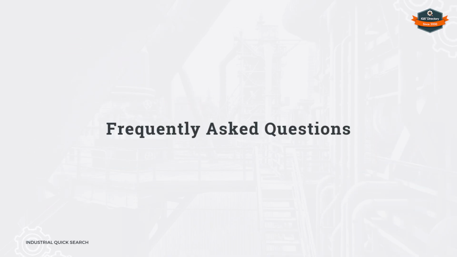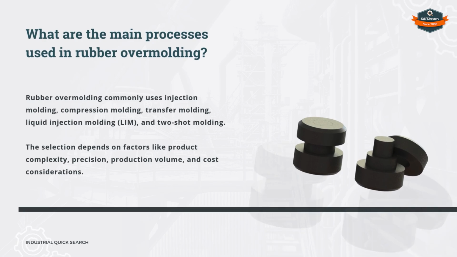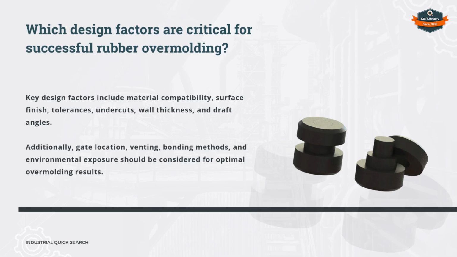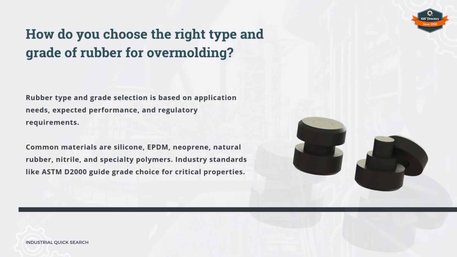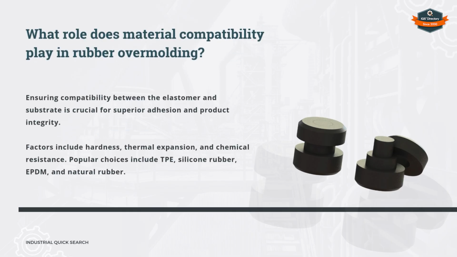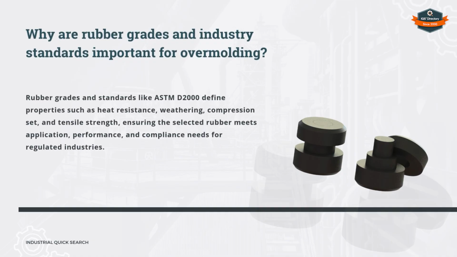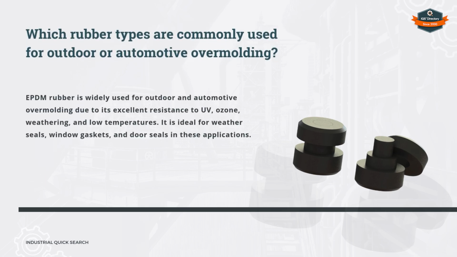Frequently asked questions. What are the main processes used in rubber overmolding? Which design factors are critical for successful rubber overmolding? How do you choose the right type and grade of rubber for overmolding? What role does material compatibility play in rubber overmolding? Why are rubber grades and industry standards important for overmolding? Which rubber types are commonly used for outdoor or automotive overmolding?